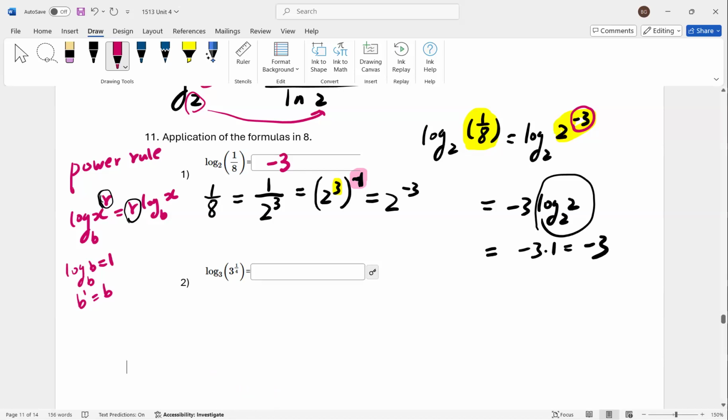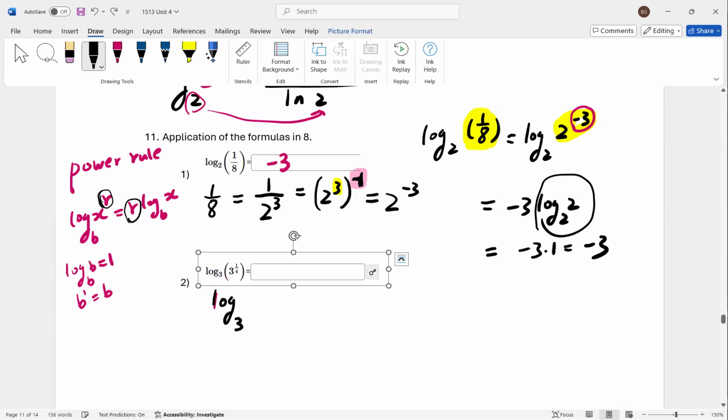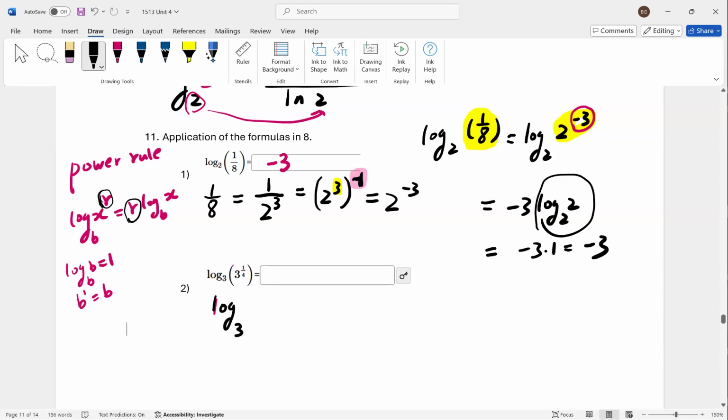The second expression, a little bit small. I'm gonna rewrite it. Log with base 3, the argument, what is that? I think it's 1/4. Let me see. Yes. The argument is 3 to the power 1/4. Let me yellow the argument.